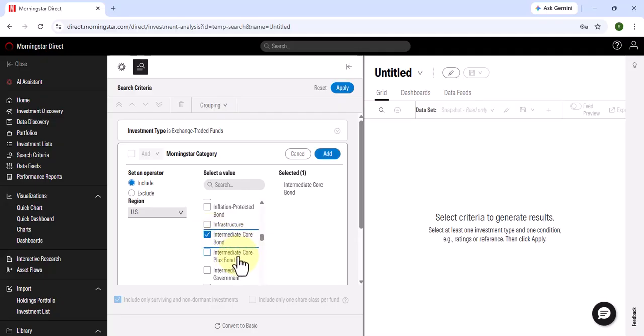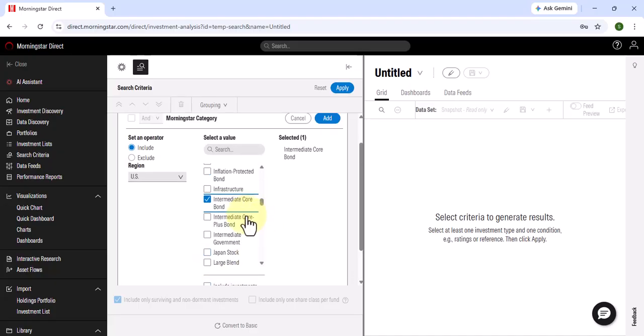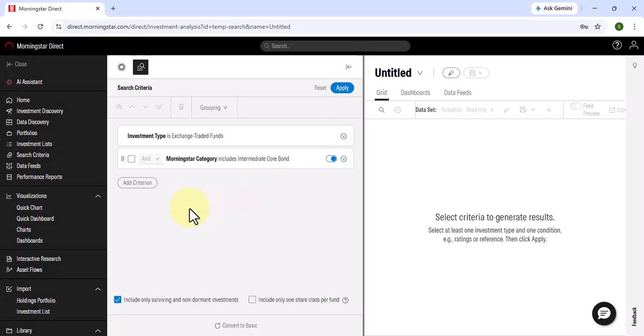But if you want some high yield bond funds, and want to go take a little bit lower credit quality to increase your yield, you'd also want to select Intermediate Core Bond Plus, or maybe just that one by itself. The other thing you want to do is do not select include investments missing this information. You're going to get a whole bunch of stuff that doesn't matter, so don't include that. And then I'm going to add that here.